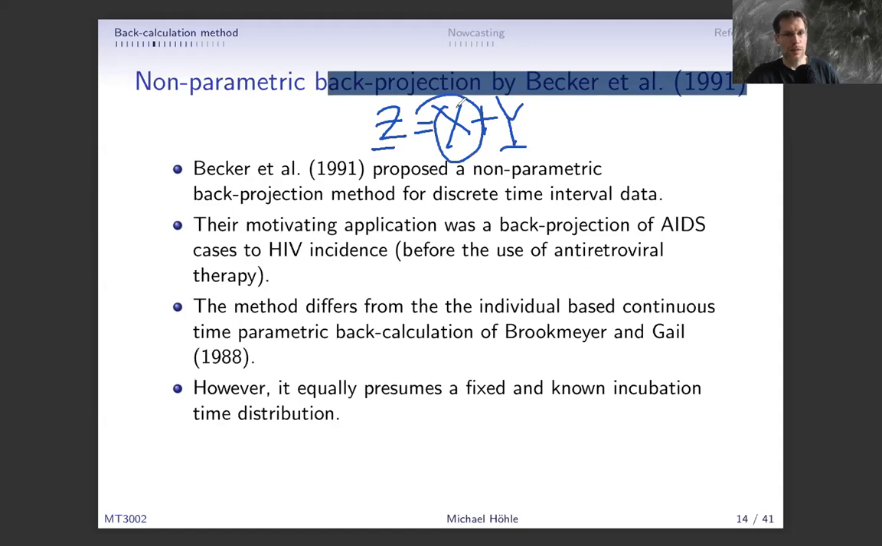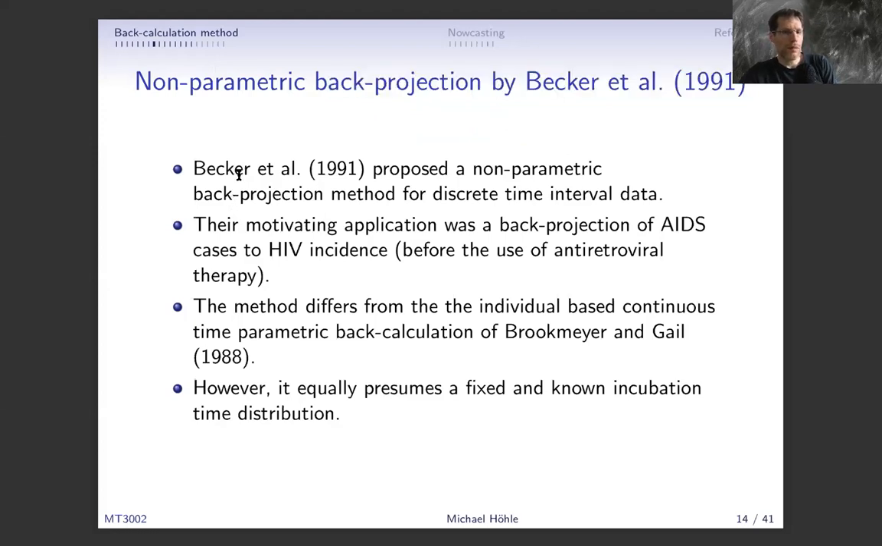And that's the job which the backpropagation is supposed to do. And that's what we will talk about now. All right, good. This is a method which was invented as part of the response to the HIV and AIDS epidemic in the late 80s, beginning of the 90s. I'm going to talk about one particular non-parametric method by Niels Becker, and we will use the AIDS epidemic as a motivating example for this.